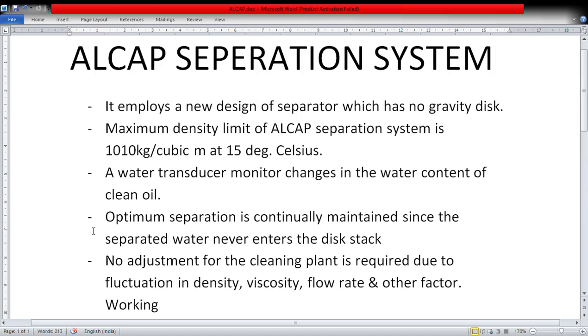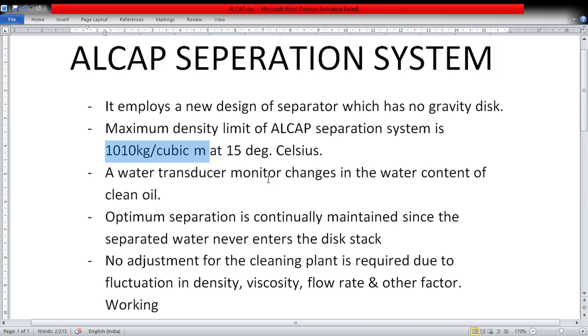So your ALCAP separation system employs a new design of separator which has no gravity disk. This is the first important point in your ALCAP separator system: we don't have a gravity disk. Now the second very important point is that the maximum density limit of ALCAP separation system is 1010 kg per cubic meter, and obviously at 15 degrees Celsius, because if you mention this density without temperature, it has no meaning. So you have to always mention density with the temperature.